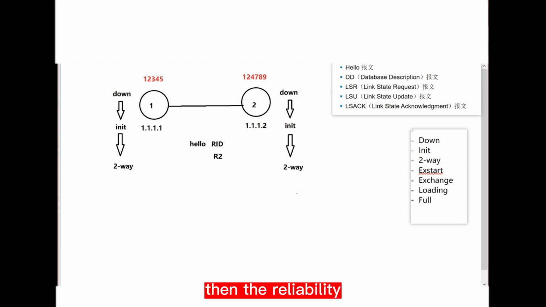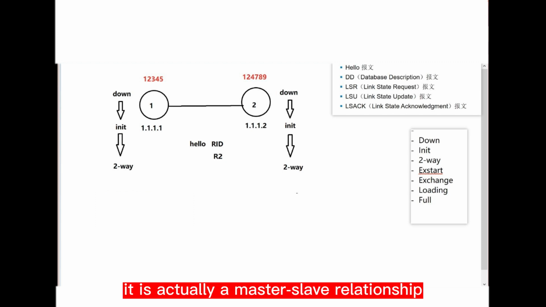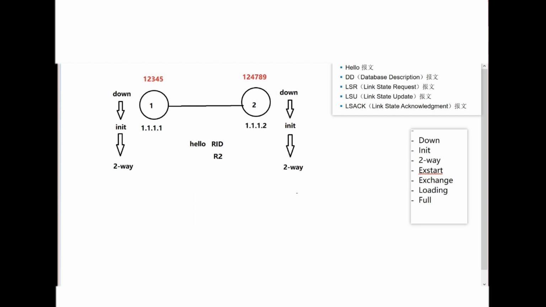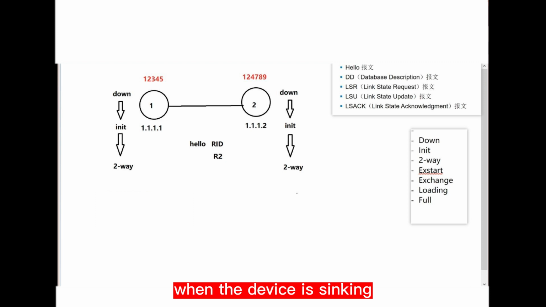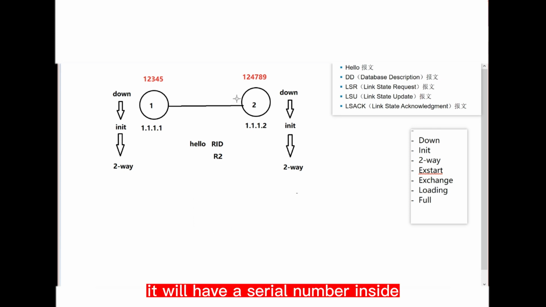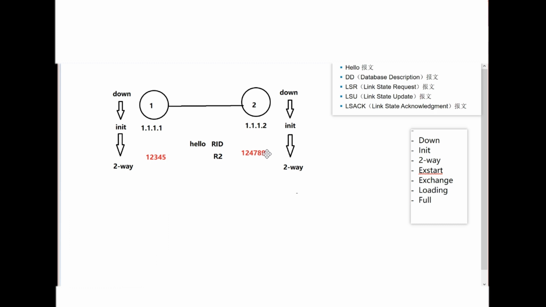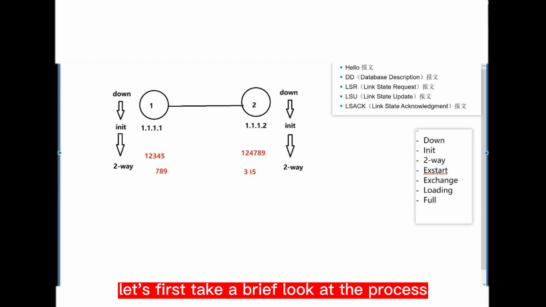Then the reliability. We do not give a detailed explanation in the NA stage. It is actually a master-slave relationship. That is, when the device is syncing, we will elect a master-slave to determine who initiates the sync first. In the process of syncing, we're going to do an implicit acknowledgement. It will have a serial number inside. We increment the serial number to represent that the device has received the last message. The specifics will be learned in NP. Let's first take a brief look at the process.